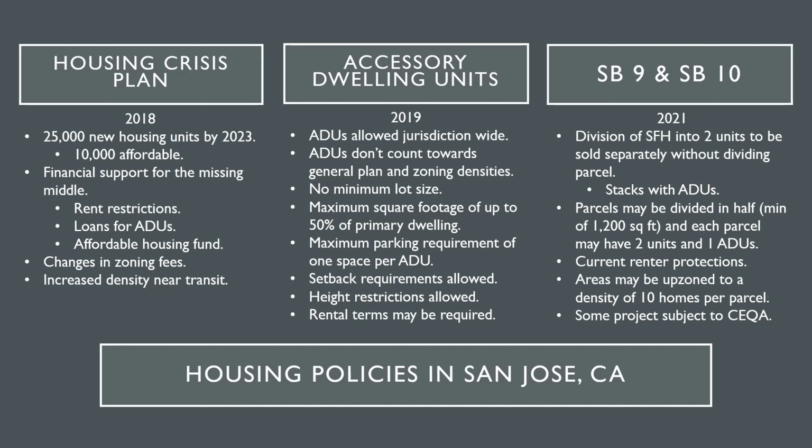Beyond commitments to additional housing construction, San Jose has explored applying rent restrictions, loan programs to incentivize the construction of accessory dwelling units, a housing type I'll elaborate on shortly. They've also established an affordable housing fund to subsidize the construction of affordable units. Beyond these steps, the city has dropped or changed zoning fees that would typically be applied on a per square foot basis. And lastly, the city has sought to increase zone densities near transit.